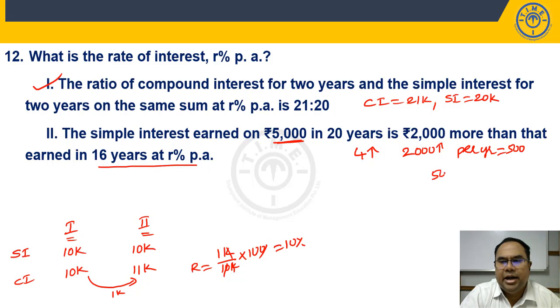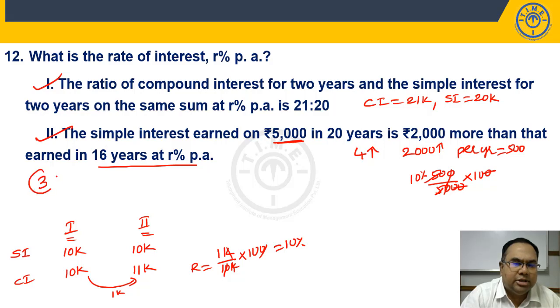So I am getting 500 on 5,000 into 100. So what is my rate of interest? 10%. I can also answer from the second statement as well. So answer choice 3, either 1 or 2.